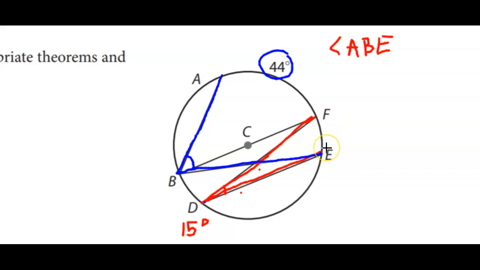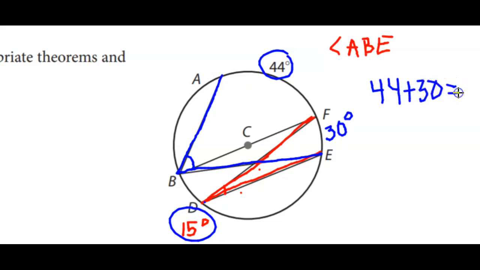So in order to do that, we need to figure out what that angle measurement is. Since this one's 15, we know that right here, this right here would be 30, because it's double, right, of whatever this guy is. So this whole guy right here is 44 plus 30, which would give me 74.